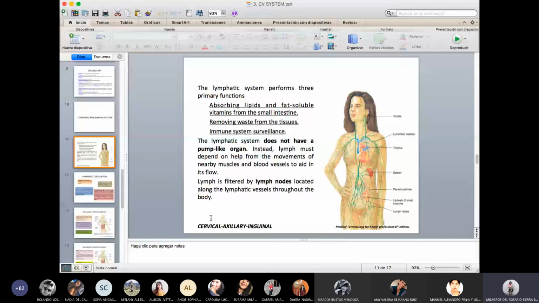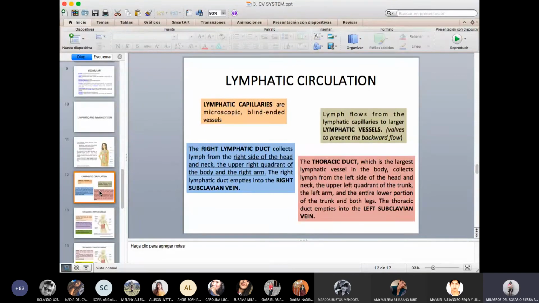Then we can talk about the lymphatic circulation. Remember that the right lymphatic duct is going to collect all the lymph from the right side, and it's going to empty into the right subclavian vein. And the thoracic duct is going to collect all the lymph from the left side of the body, and it's going to empty into the left subclavian vein. And these are going to empty into the superior vena cava.